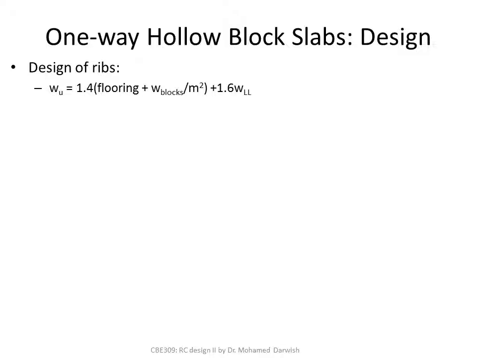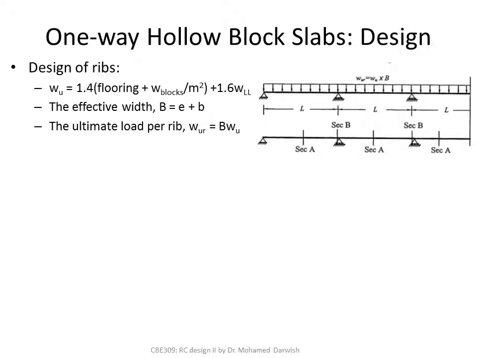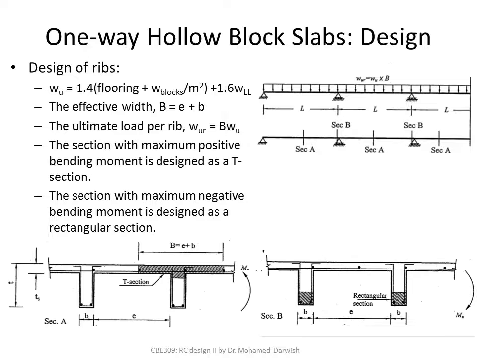So let's look at the design of the ribs. First, you calculate the load. W ultimate is 1.4 times flooring plus the blocks per meter square, plus 1.6 times W live load. Then the effective width is B capital, which is E plus B small. What we calculated up to now was the pressure, so now we need to multiply this pressure by the width to get the load per rib. So this is B times W ultimate.